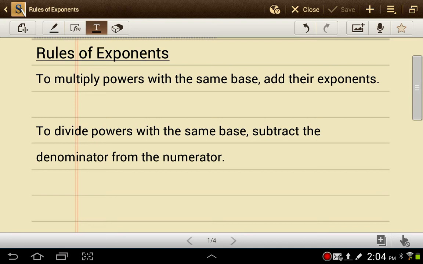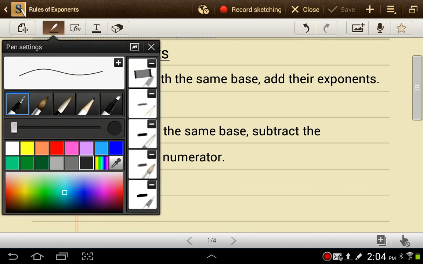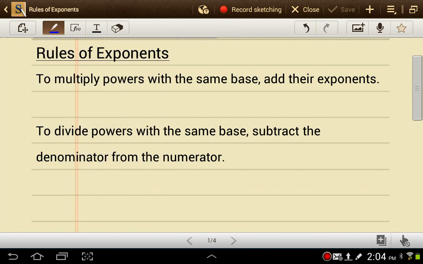The first one is to multiply powers. So to multiply powers with the same base, all you have to do is add their exponents. Couple keys here. Let me switch to a pen here. When it says we're multiplying, they must have the same base. That's important. And then we're adding their exponents. And I'll show you why that happens.